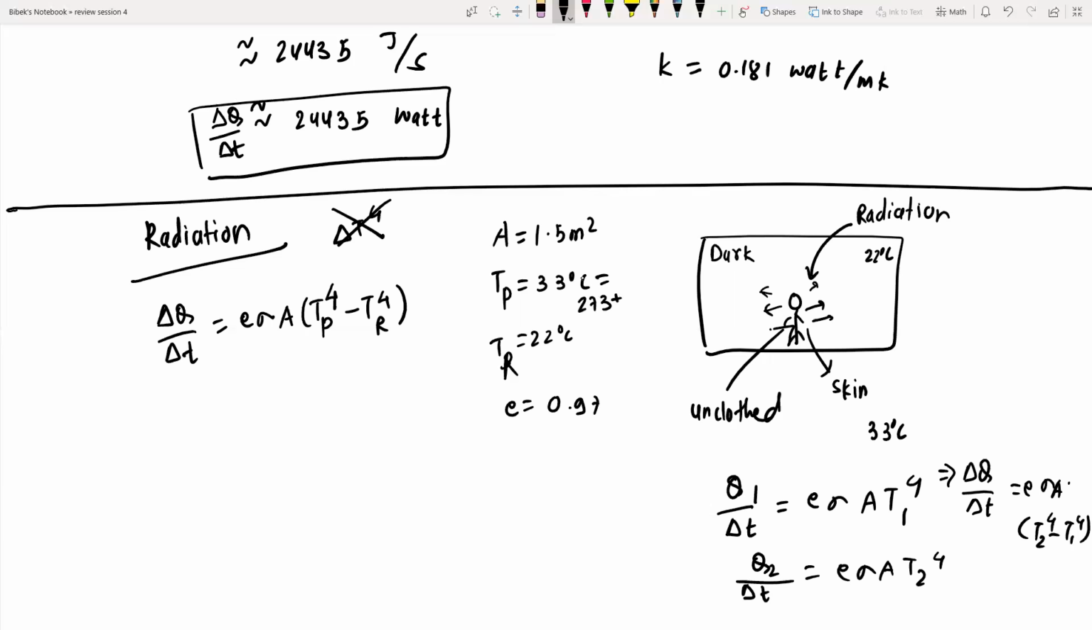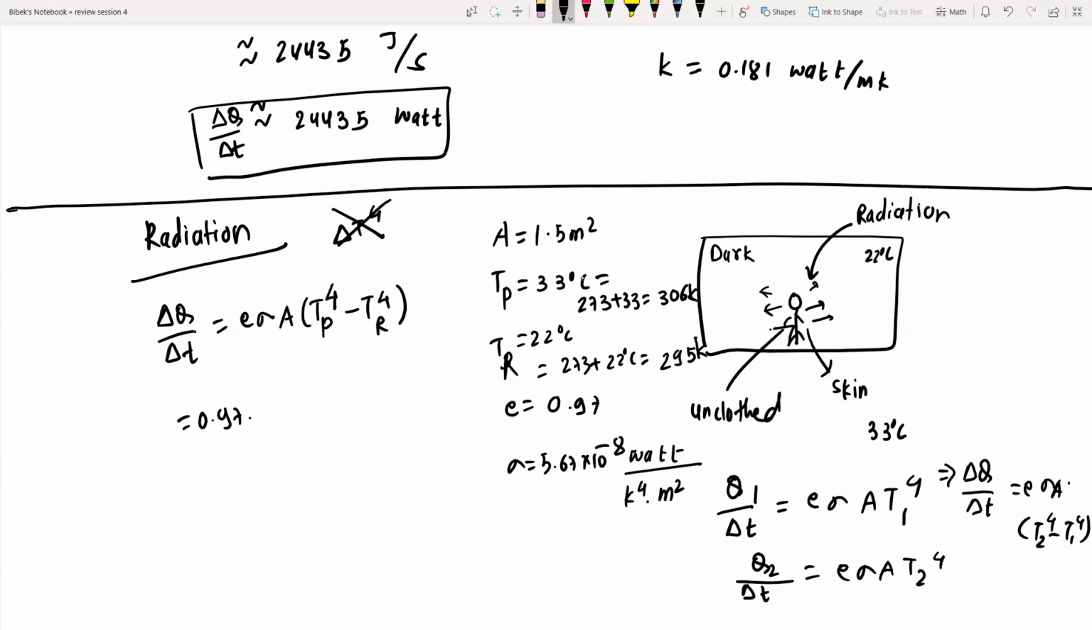So we need to add 273 plus 30 for the person, that is 303 Kelvin, and for the room 273 plus 22 centigrade. Okay, so now if you plug in every value, it's 0.97 times your sigma, which will be given to you, 5.67 times 10 to the negative 8 watt per meter squared Kelvin to the 4. That's the unit for sigma.